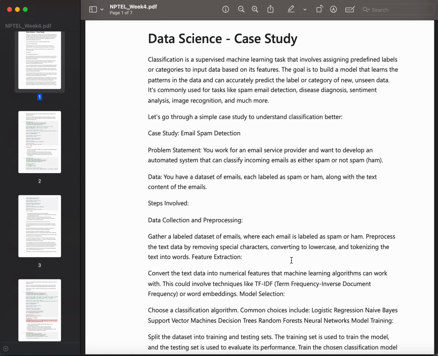So classification, or a case study, in data science is a supervised machine learning task that involves assigning predefined labels or categories to input data based on its features. And I gave the example of email spam detection to show you what a case study basically is.